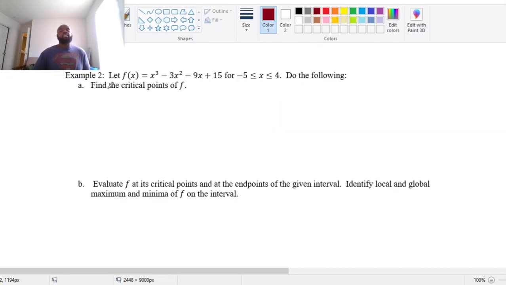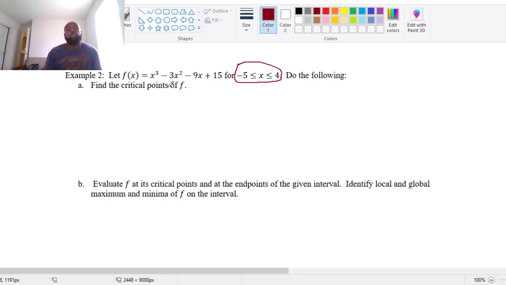All right, it says in example 2, let f of x equals x cubed minus 3x squared minus 9x plus 15 for -5 less than or equal to x less than or equal to 4. What this part right here does is it's telling you that you have endpoints on your function when you graph it, right? The leftmost endpoint is going to occur at x equals -5, and the rightmost endpoint is going to occur at x equals 4. So it's telling me I have this function defined on a closed interval.